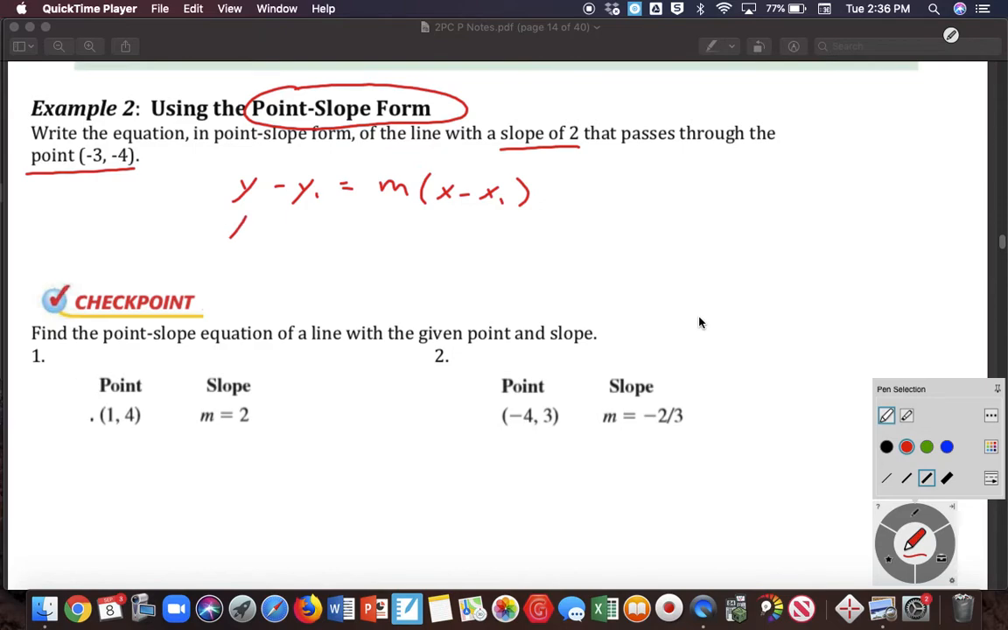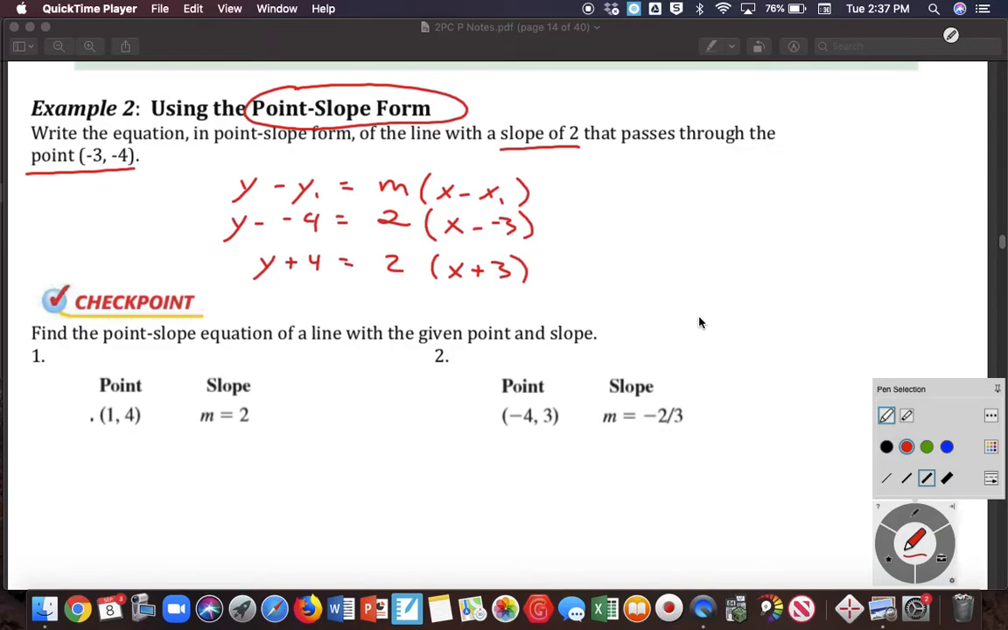So then you've got y minus, what is our y1? Well, it's -4. What is our slope? It's 2. x minus, what is our x1? It's -3. So then here I've got y plus 4 equals 2 times x plus 3, like so. Now is that in point slope form? Yes, technically that's in point slope form.